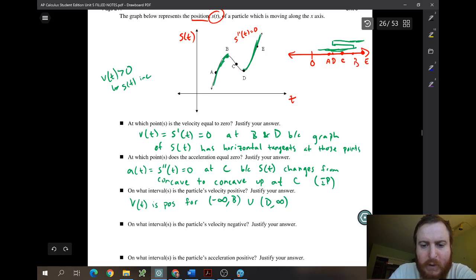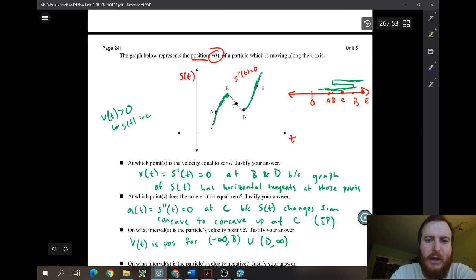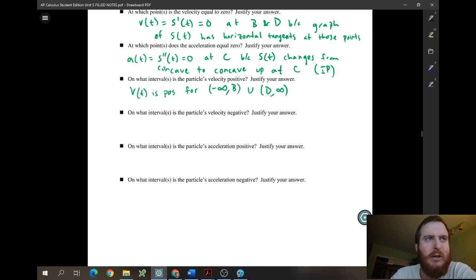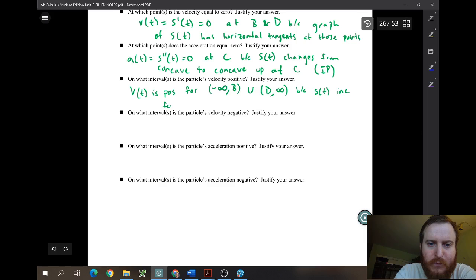Sometimes they won't use negative infinity. They'll start off at 0. They'll say something like time is greater than or equal to 0, and then instead of using negative infinity, you would use 0. That's because negative time doesn't make a whole lot of sense; negative time would just be the past. In this case, they didn't tell us that it starts at 0, so we'll use negative infinity. But just be aware that on a lot of these problems, they do say time is greater than or equal to 0. Okay, and so why? Because S of t increases for those intervals.